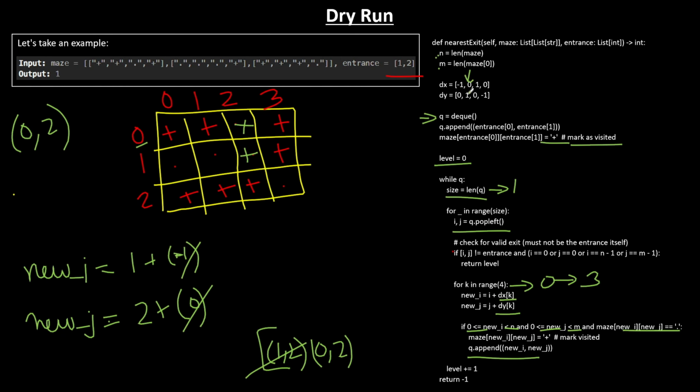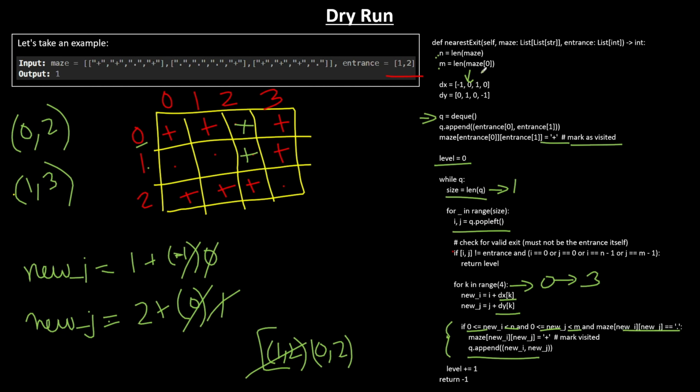For k equal to 1, we have 0 comma 1, 0 and 1, right? So the new dimensions become 1 comma 3. At 1 comma 3, we have a plus sign. Okay. So this thing never happens because it is not a dot, right? So we cannot go there.